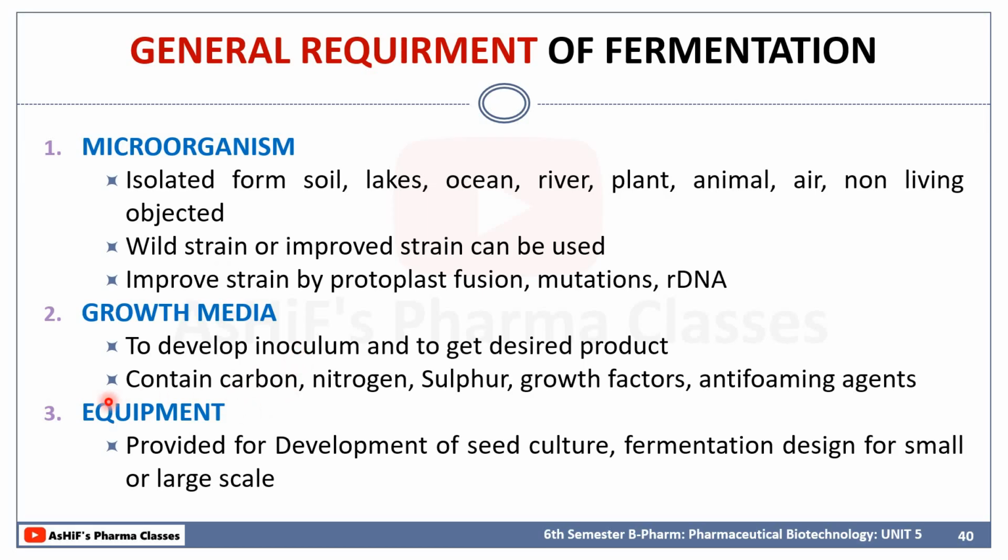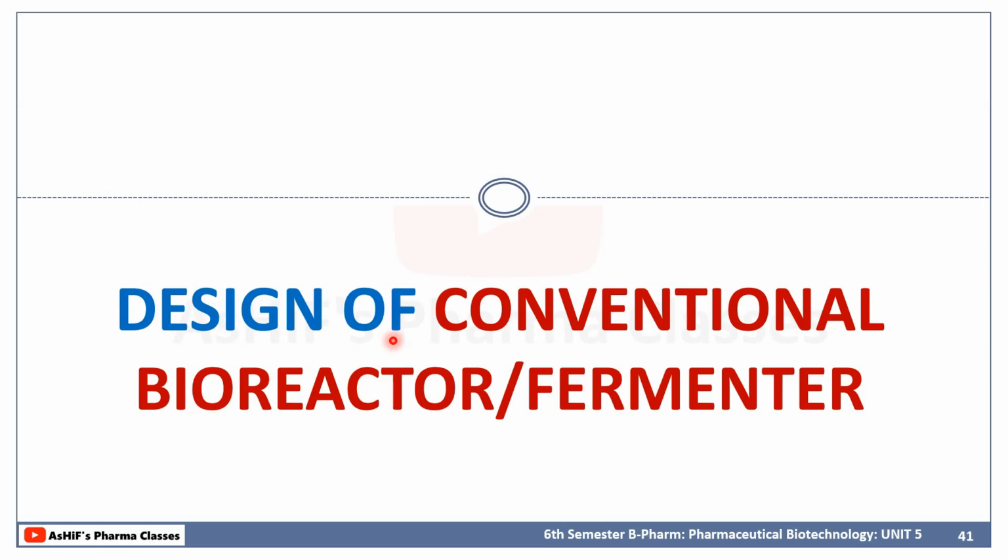Today's session we will discuss the equipment which is used for the fermentation process. As we mentioned, the fermenter or bioreactor is the equipment which is used to perform fermentation or biotransformation and bioprocessing. We can study only the conventional bioreactor design because it will vary depending on the product which has to be prepared. Based on that we will vary the design, but we will discuss the conventional design of a bioreactor or fermenter.